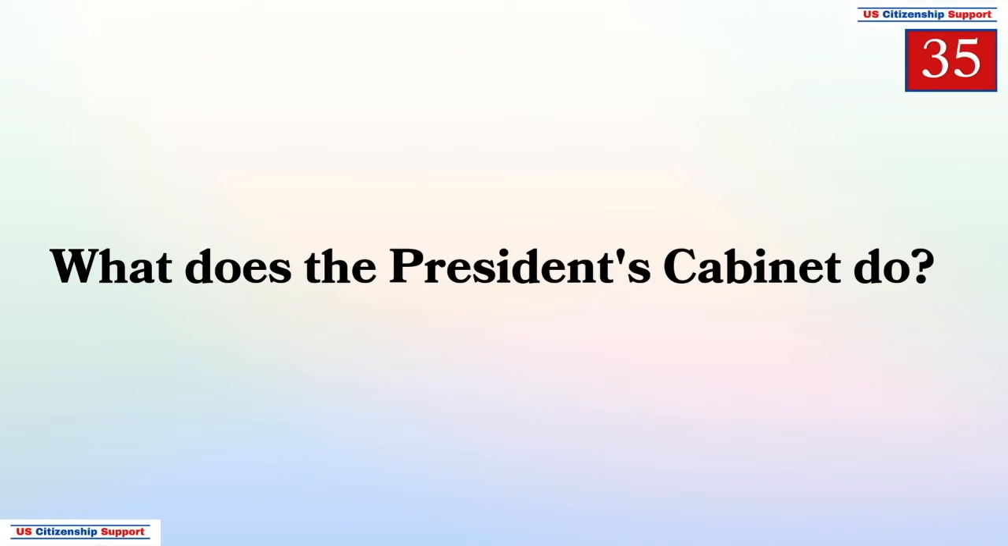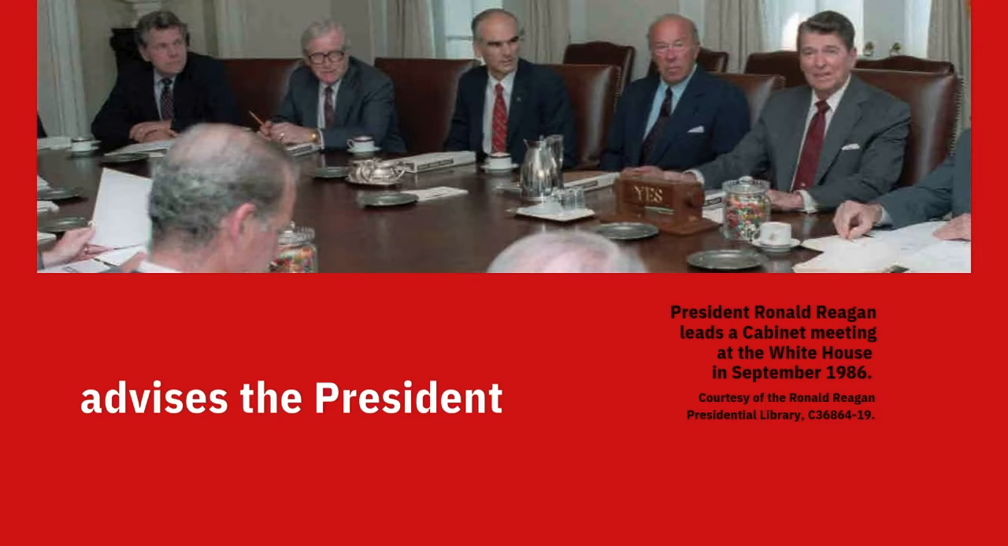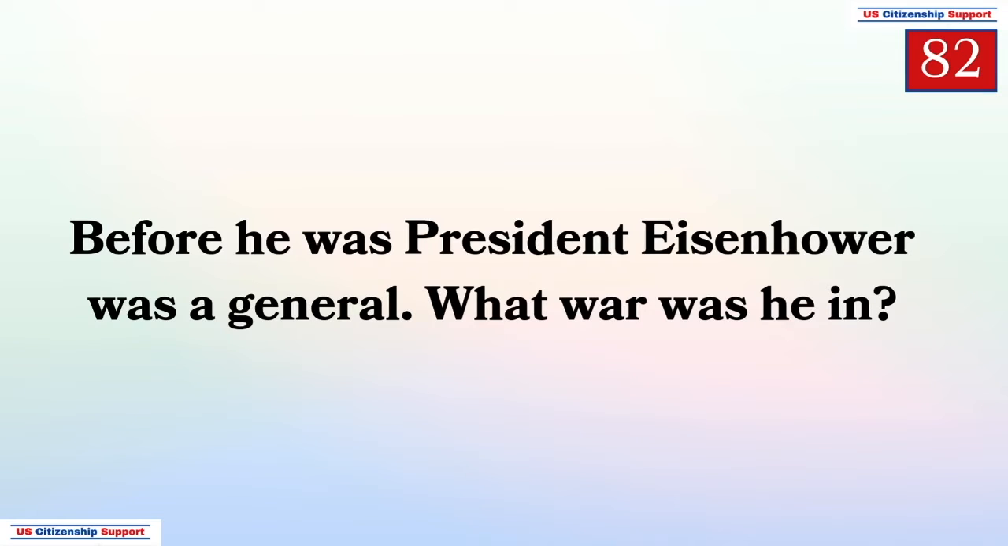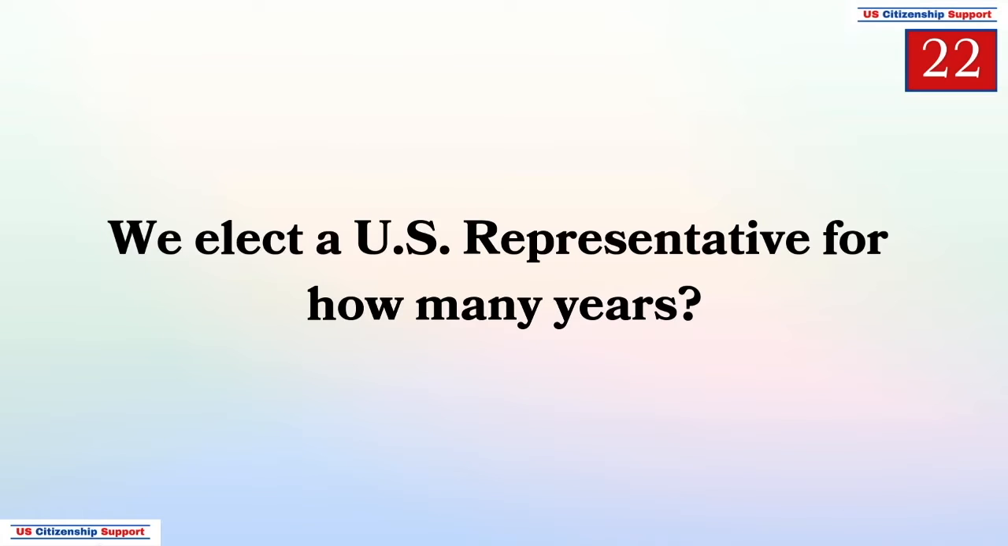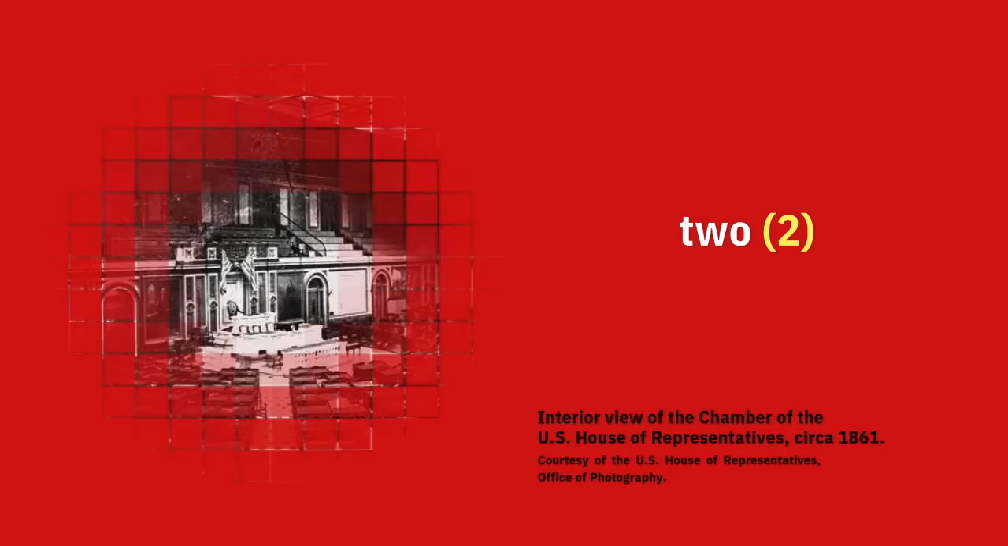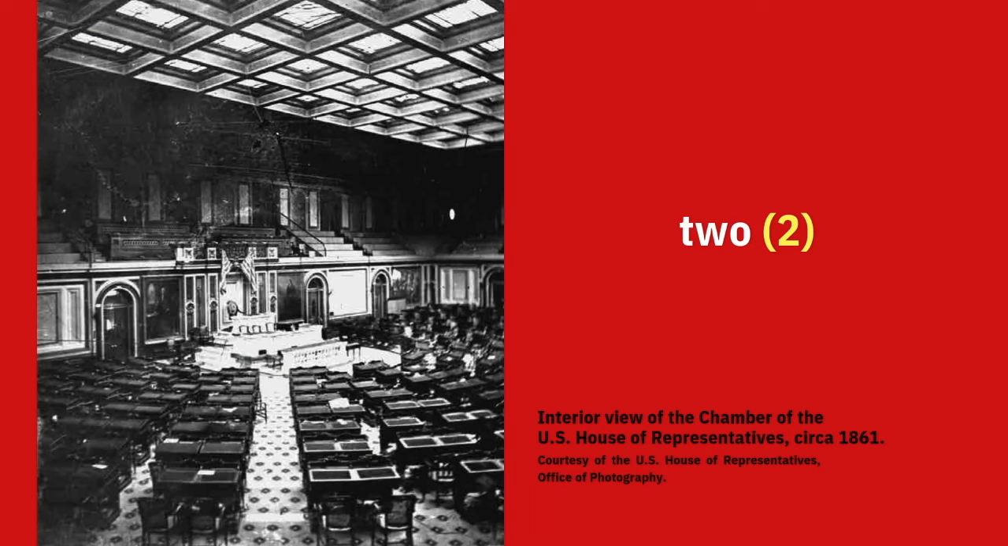What does the President's Cabinet do? Advises the President. Before he was president, Eisenhower was a general. What war was he in? World War II. We elect a U.S. representative for how many years? Two.